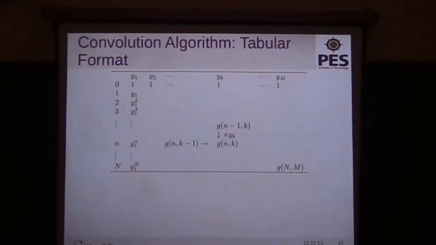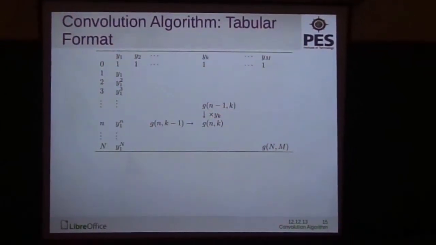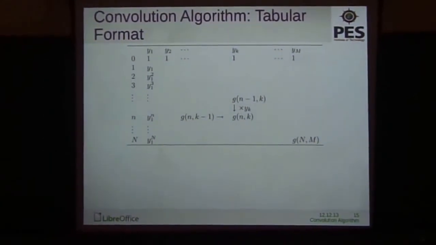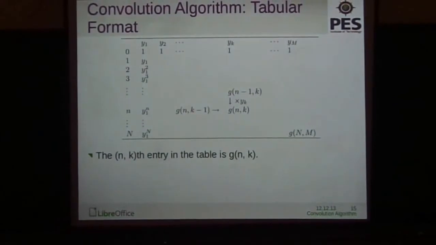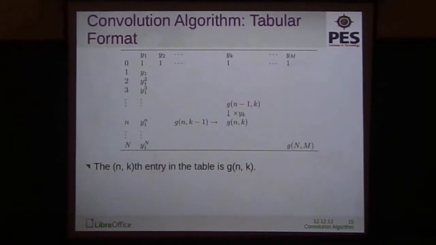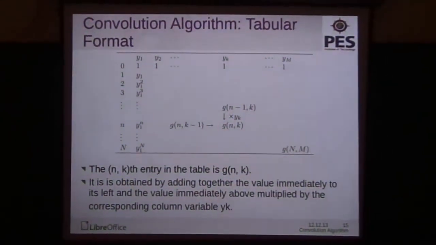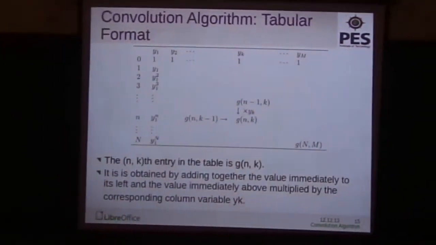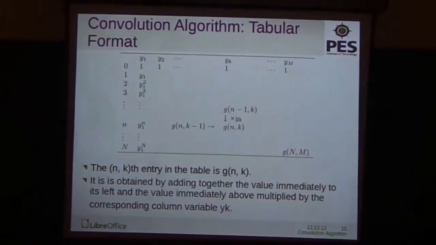A tabular representation of this algorithm is shown in this table. The table has n plus 1 rows and k columns. The rows are numbered 0 to n. The ith row corresponds to i jobs in the system, and the jth column corresponds to the jth service facility. The n, k entry in the table is g of n, k. It is obtained by adding together the value immediately to its left and the value immediately above multiplied by the corresponding column variable yk.